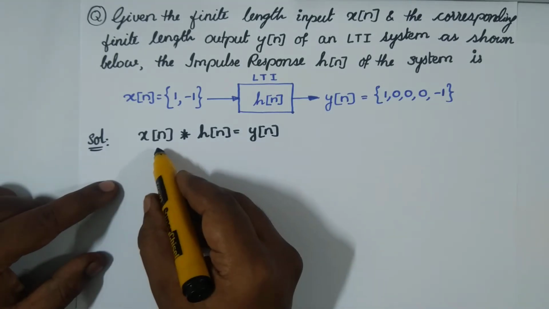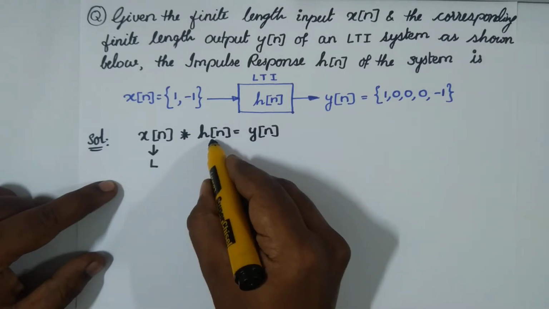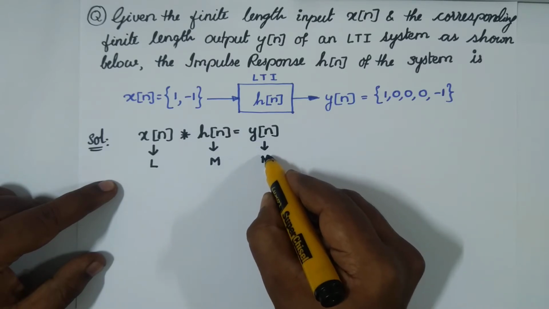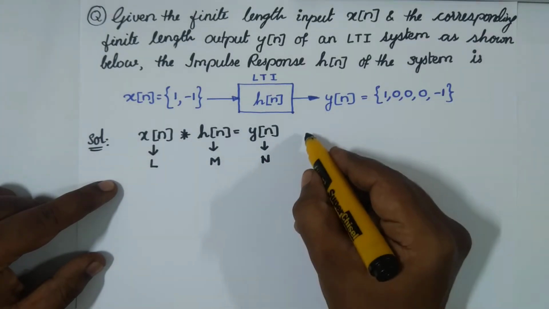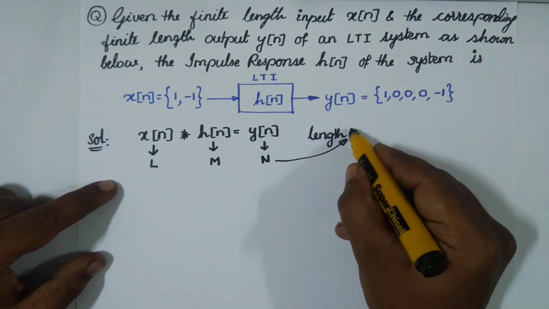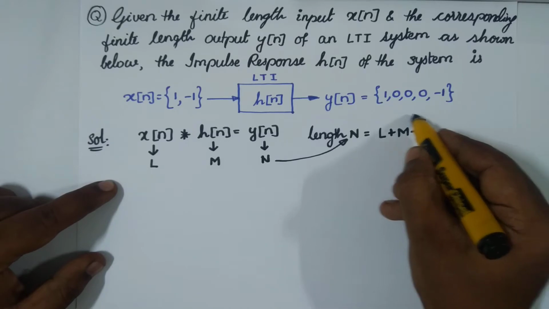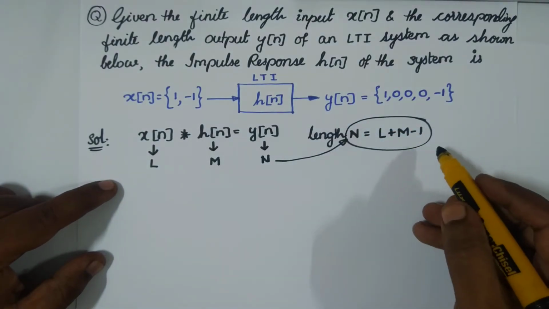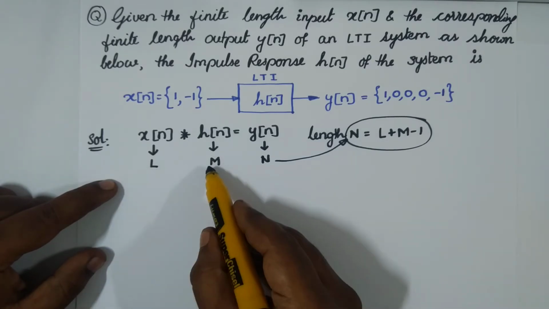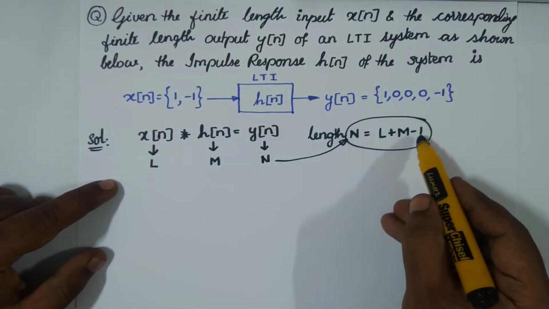Now, if the length of the sequence x of n is L, the length of the sequence h of n is M, and the length of the output sequence y of n is capital N, then N is equal to L plus M minus 1. This is a well-known fact. Whenever we encounter linear convolution between two finite length sequences of length L and M respectively, the overall output response length will be L plus M minus 1.